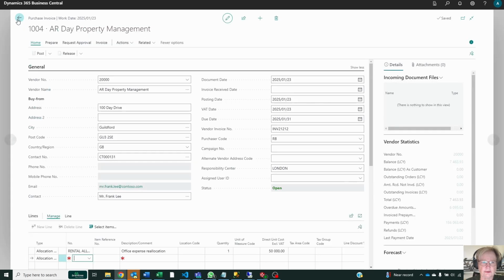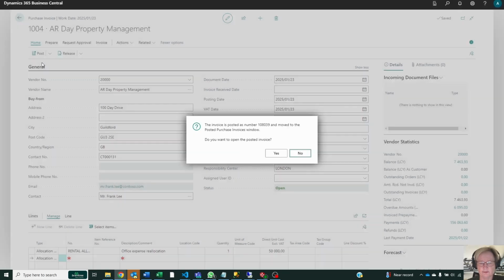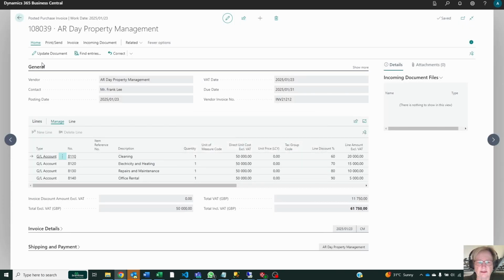Let's go and post it for real. Post it. We'll just do a post. Yes, I want to post it. Yes, I want to look at it. And guess what it's done here? It has taken my single line, and on my posted invoice, it has now split it up. So I have 4 lines appearing on my posted invoice. And it has taken it and split it according to the amount. There are my final values. So there we go. That's an invoice.